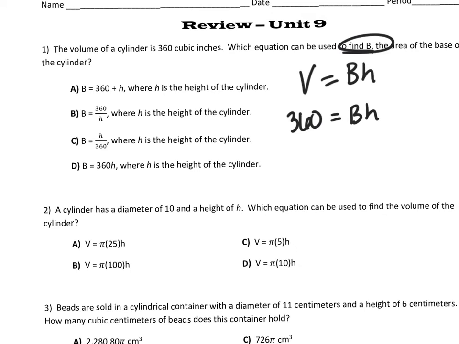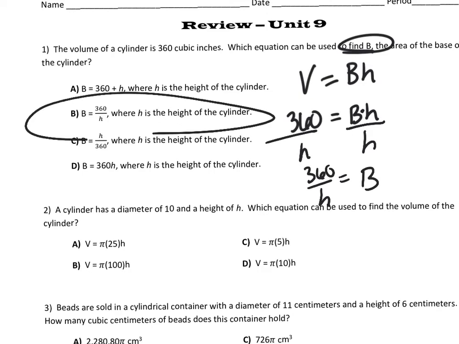So I'm going to move the H away. B and H are technically multiplying. So how do I get rid of something that's multiplying? I divide. I'm going to divide both sides by H, and I'm going to get B equals 360 divided by H. So the one that goes with it is letter choice B.